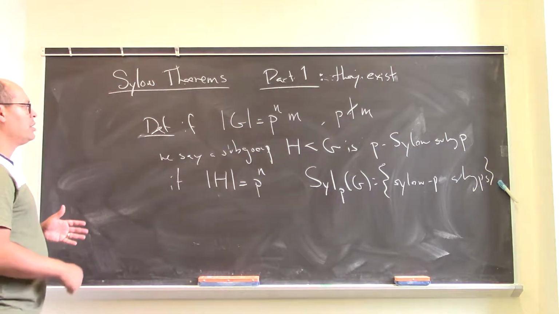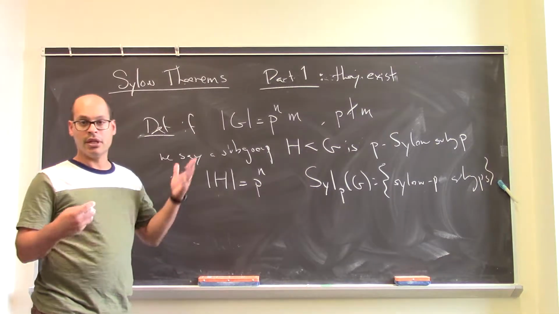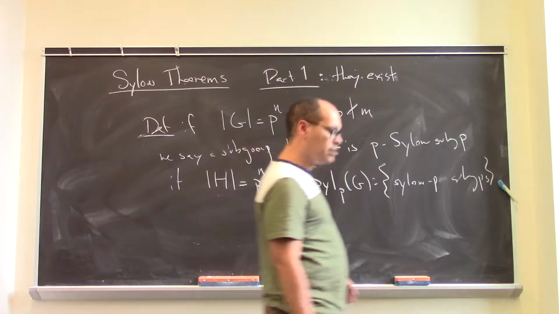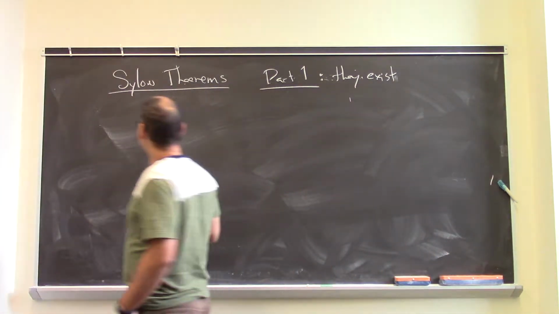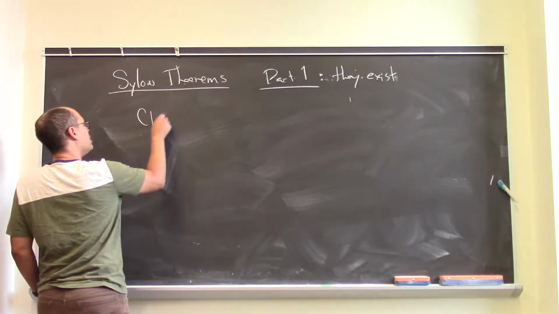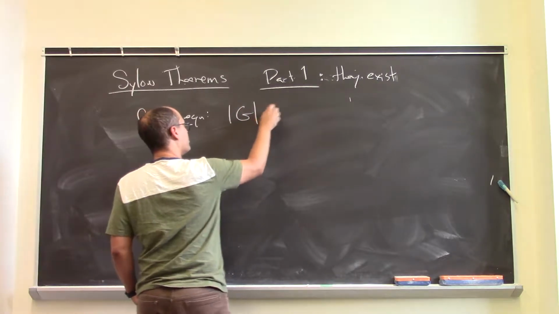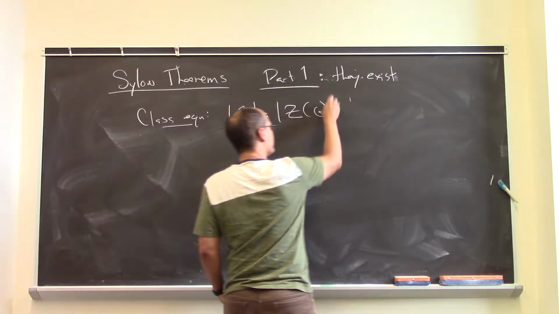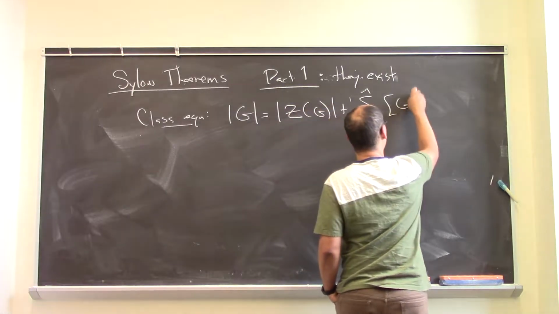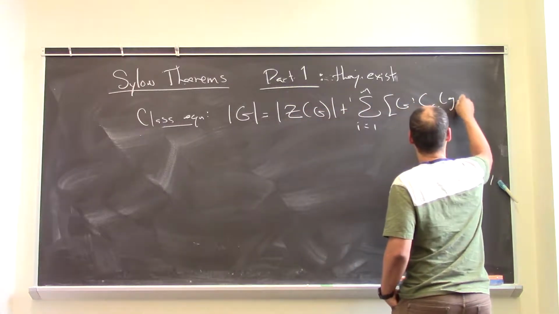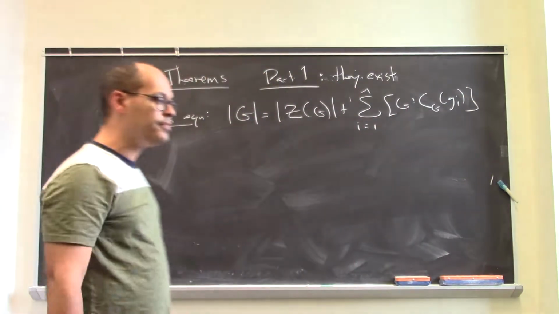Well, the remarkable fact is that they exist. And so let's just see that, and we'll see that using the class equation. So what does the class equation say? It says that the order of the group is the order of the center plus the sum of the indices of the centralizers of the various representatives of conjugacy classes of elements in the group.